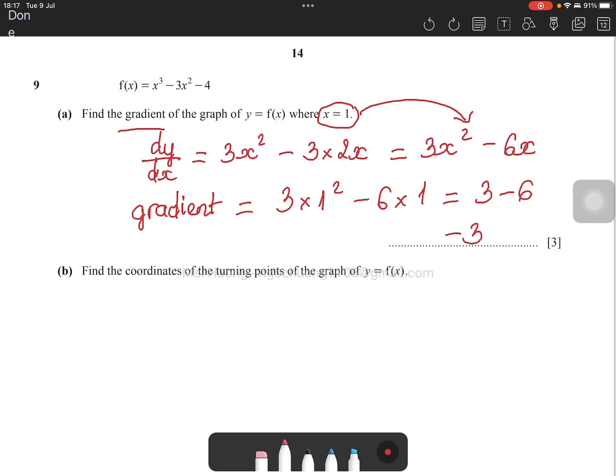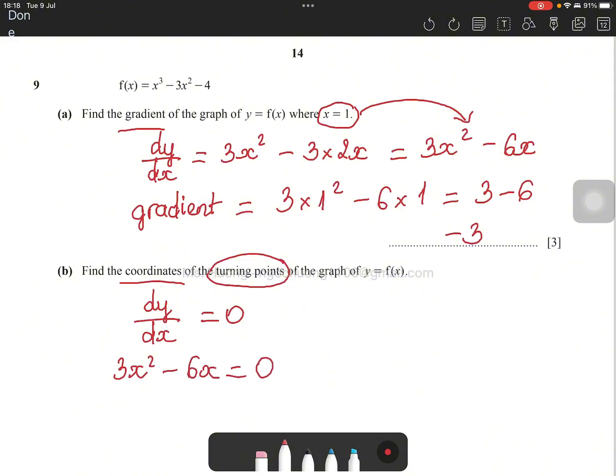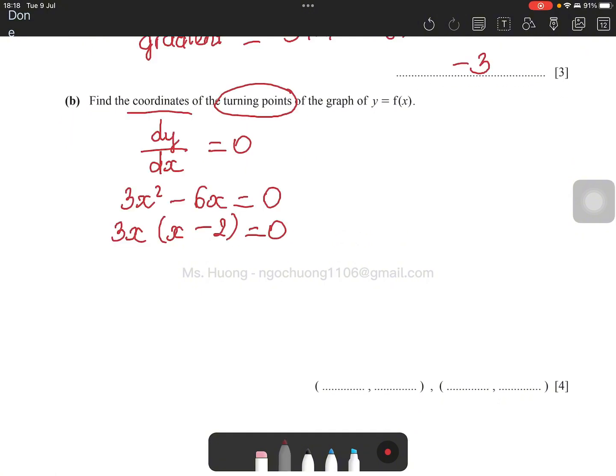B. Find the coordinates of the turning points of the graph. You know that to find the turning points, we need the derivative to be 0, which means 3x squared minus 6x equals 0. And then we solve for x. In this case, we can factorize: 3x times x minus 2 equals 0. This leads to x can be 0 or x minus 2 is 0. If x minus 2 is 0, then x equals 2.